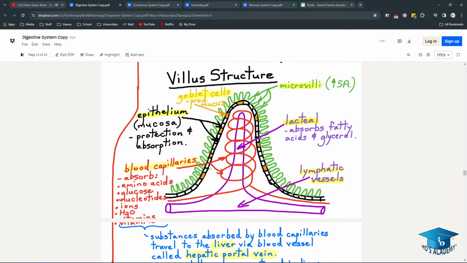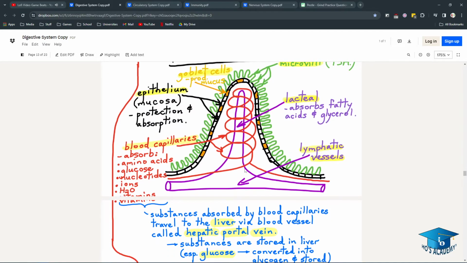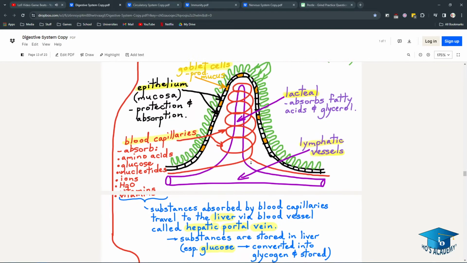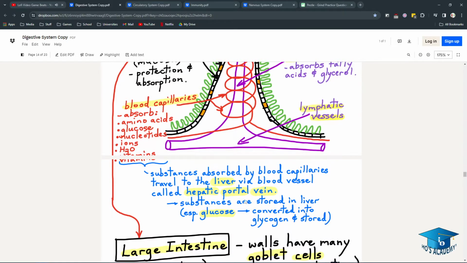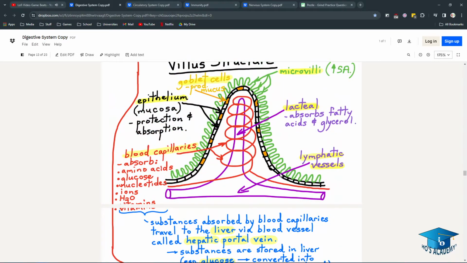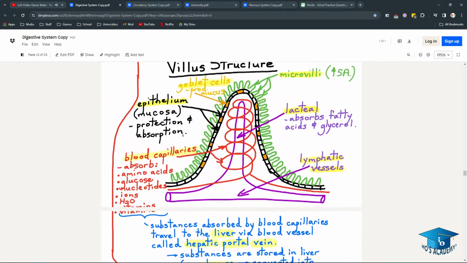These are the red line, the red blood capillaries surrounding, which absorb basically everything else. So amino acids, glucose, nucleotides, ions, water, and vitamins are all absorbed by these blood capillaries and sent to the liver through the hepatic portal vein. Glucose is especially important to remember because it's converted to glycogen, and you should remember that glycogen is stored in the liver and throughout your muscles.